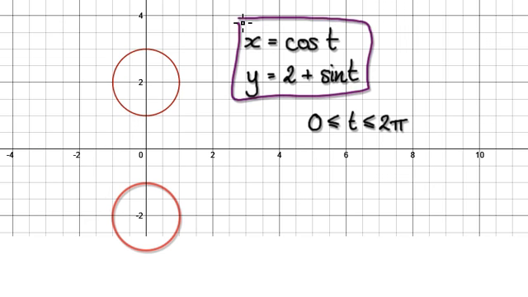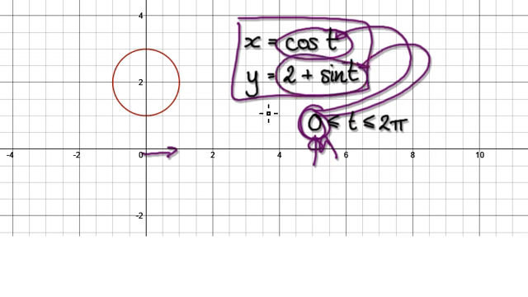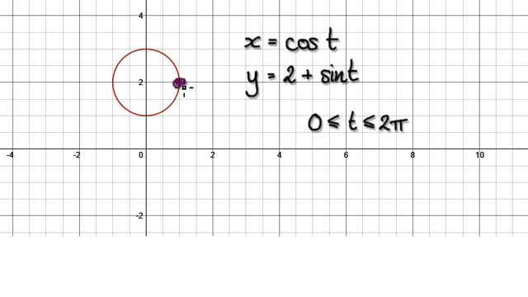You've been given these parametric equations here. When time equals 0, if you put 0 into here, the x-coordinate will be 1, so 1 across. When time equals 0, the y-coordinate will be 2. So this is your starting position. If you keep on increasing t, the particle will move around like this.